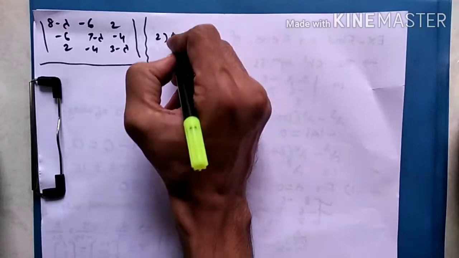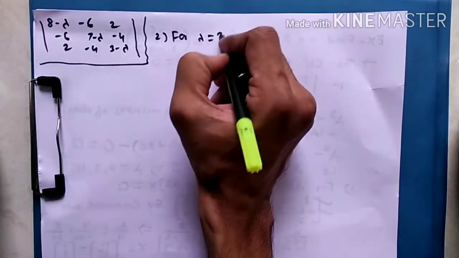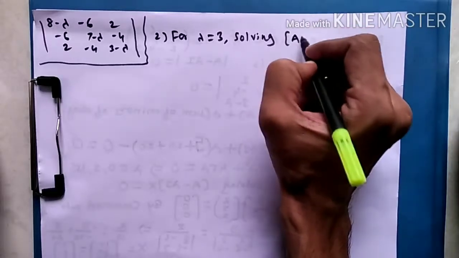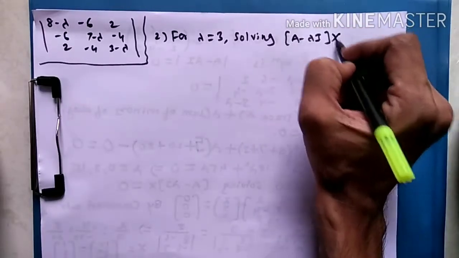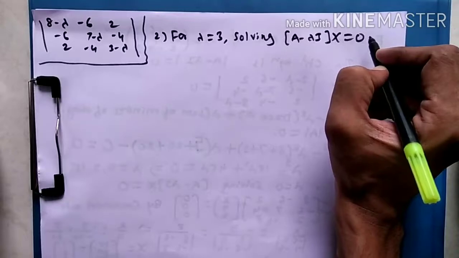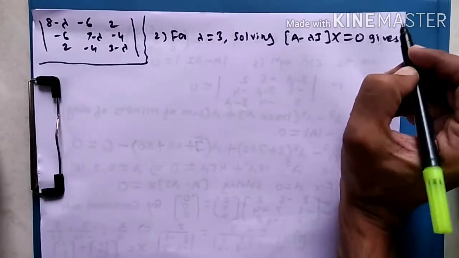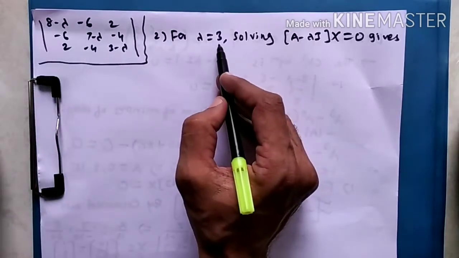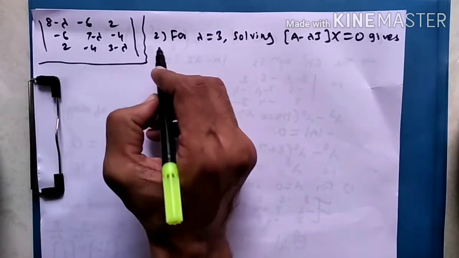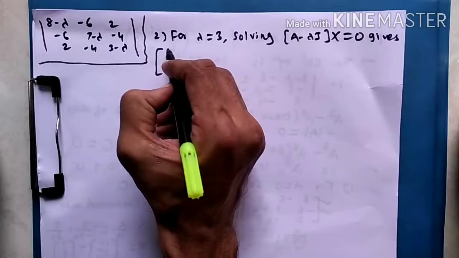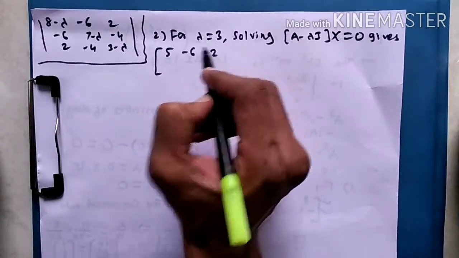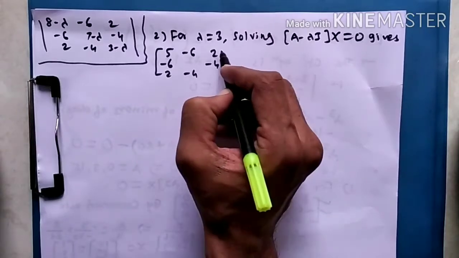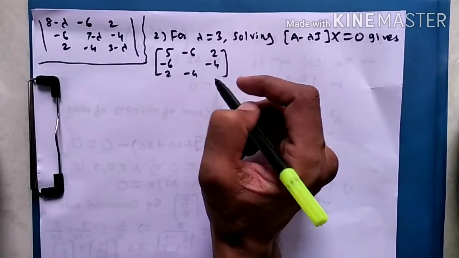Now secondly, for lambda equal to 3, we need to solve the same equation again, that is A minus lambda I in the matrix form into X equal to 0. So what will this give us? A minus lambda I is in front of you. Now we need to substitute lambda equal to 3. So this will be 5, minus 6 and 2. This minus 6, this minus 4, this 2 and minus 4 as it is. No change in the non-diagonal elements.